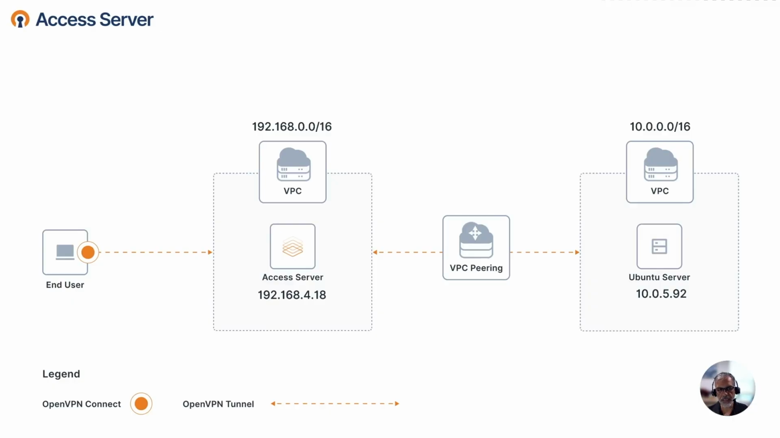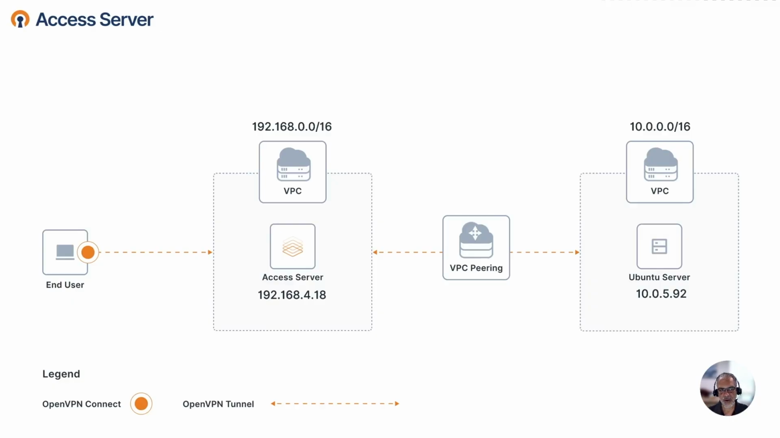By default, AWS doesn't allow traffic to pass between VPCs, but with a VPC peer connection and a bit of configuration in Access Server, you can enable seamless communication between the two. Let's look at our setup in this video.